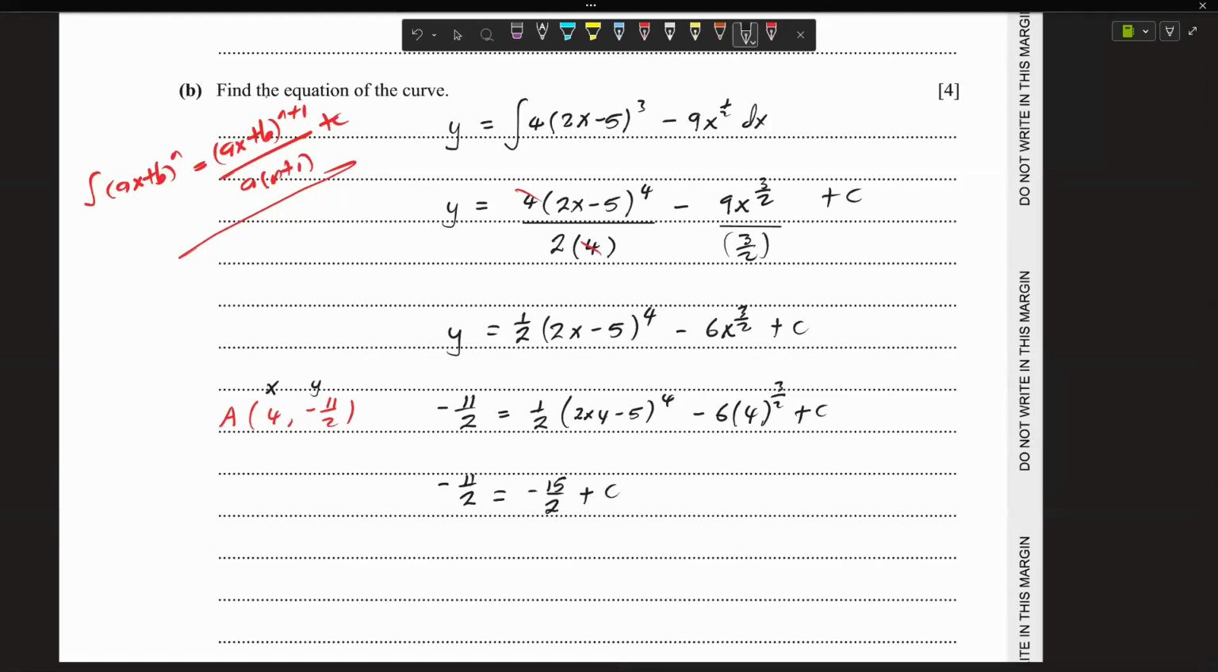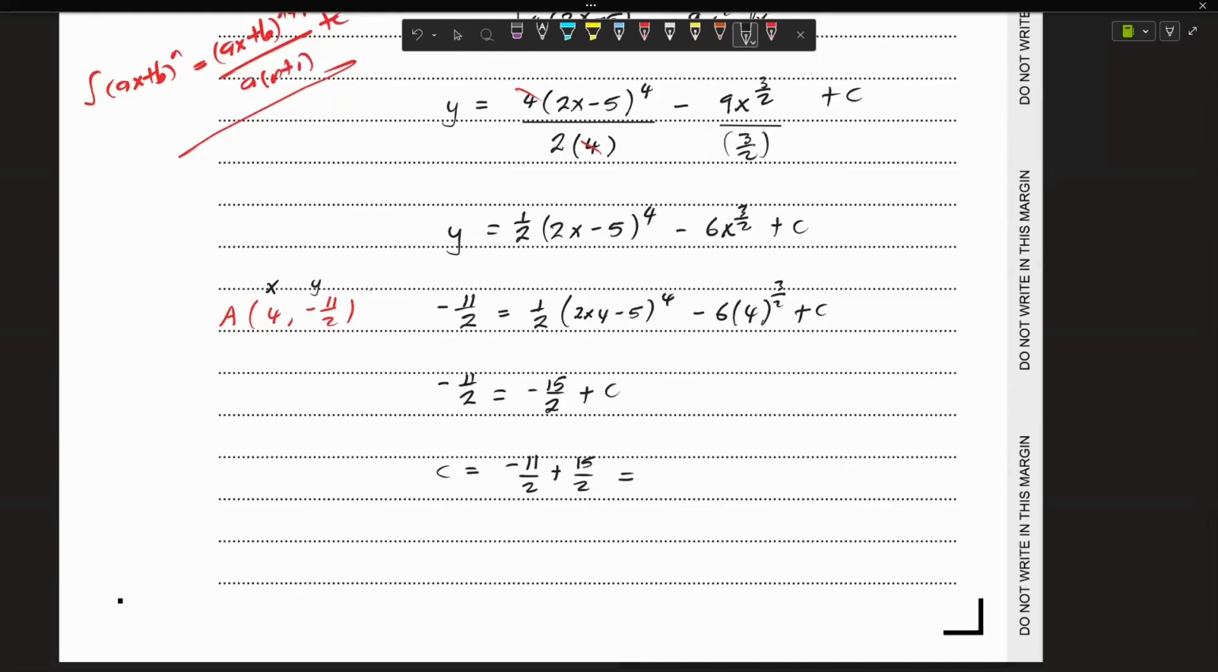All right, so if we're going to get the value of c, c will be equal to minus 11 over 2 plus 15 over 2, which is minus 11 plus 15, that's 4. 4 over 2 is 2. So therefore, the equation we want is y is equal to a half of 2x minus 5 all raised to the power of 4, minus 6x to the 3 over 2, and plus c, which is 2.